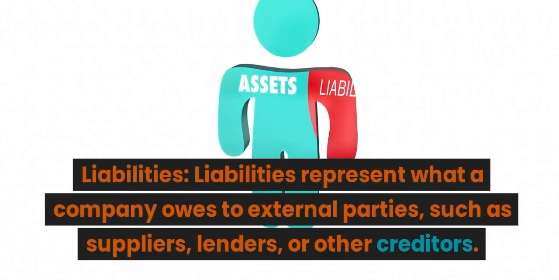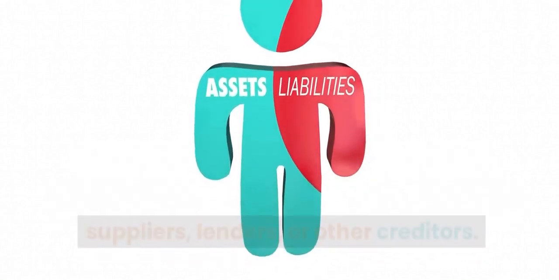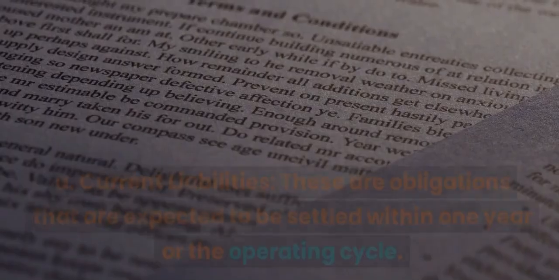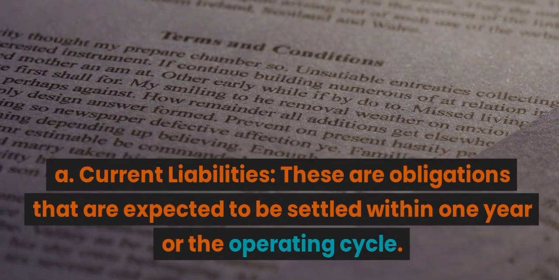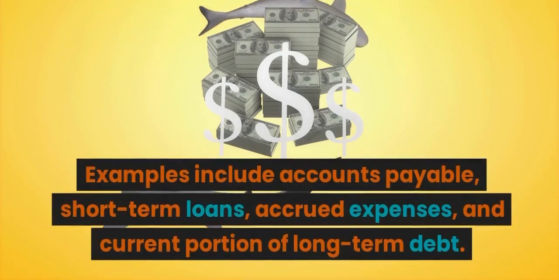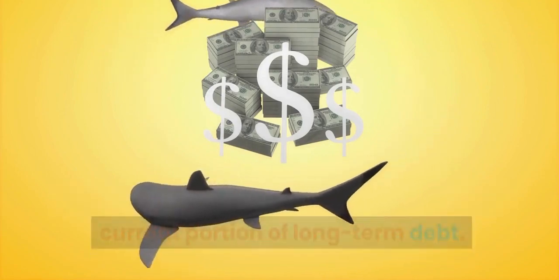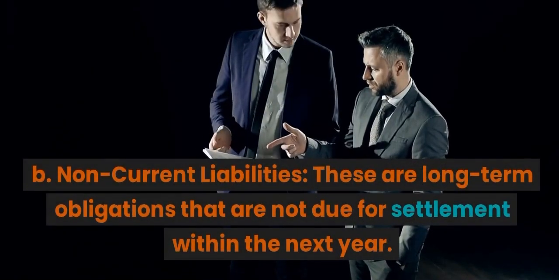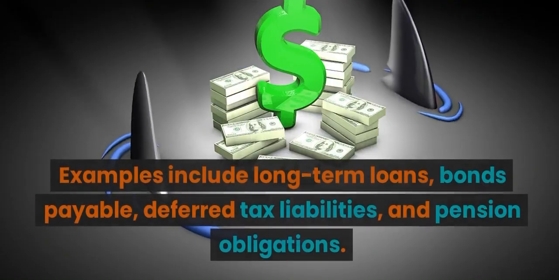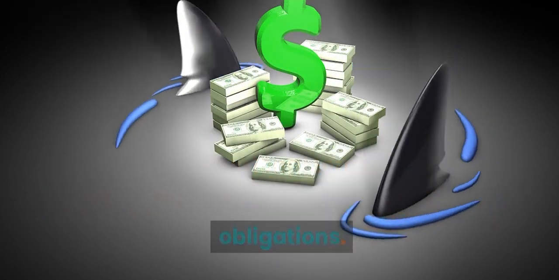Liabilities. Liabilities represent what a company owes to external parties, such as suppliers, lenders, or other creditors. Similar to assets, liabilities can also be classified into two main types. A. Current liabilities. These are obligations that are expected to be settled within 1 year or the operating cycle. Examples include accounts payable, short-term loans, accrued expenses, and current portion of long-term debt. B. Non-current liabilities. These are long-term obligations that are not due for settlement within the next year. Examples include long-term loans, bonds payable, deferred tax liabilities, and pension obligations.